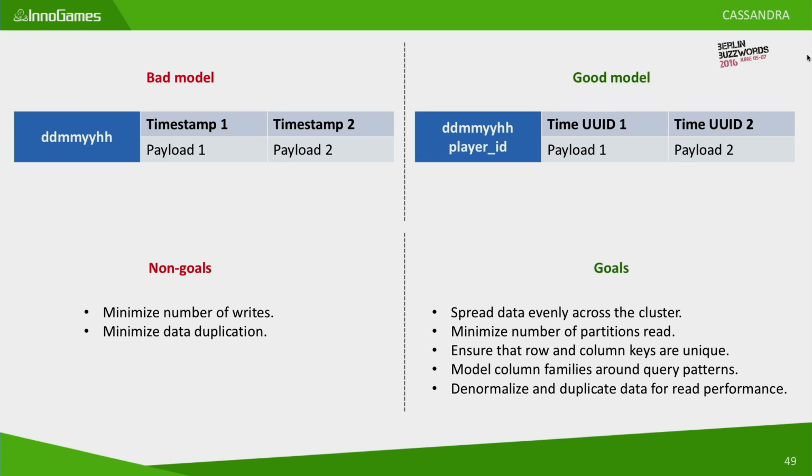And basically, as you can see on this slide, your goals should really be to spread the data evenly across the cluster, of course. You should minimize the number of partitions to read. It means if you want to know something, it's good to read only as few partitions as possible. And what is also very useful is to start thinking about your queries first, and then think about your data model when working with Cassandra.